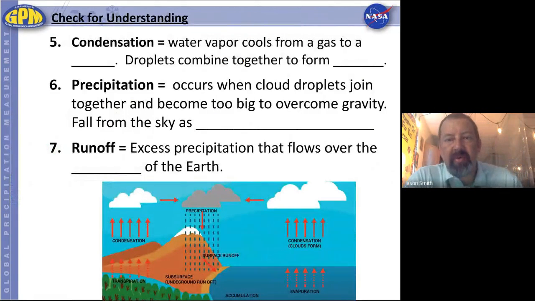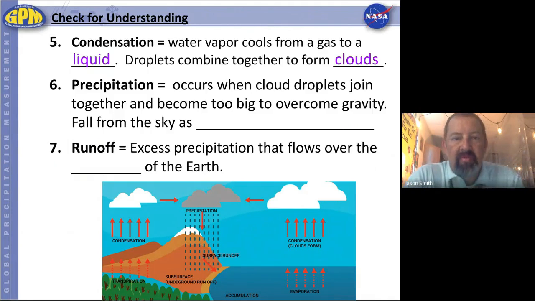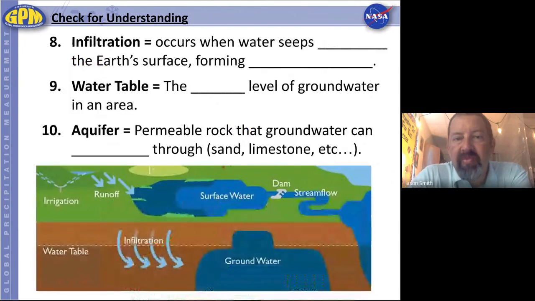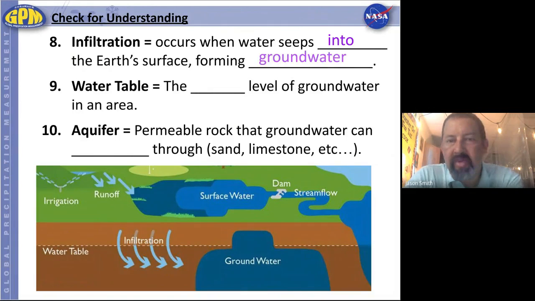Condensation: as the water vapor cools from a gas to a liquid, the droplets combine together to form clouds. Precipitation occurs when the cloud droplets join together and become too big to overcome gravity. They fall from the sky as rain, snow, sleet, or hail. Runoff is the excess precipitation that flows over the surface of the earth. Infiltration occurs when water seeps into the earth's surface, forming groundwater.